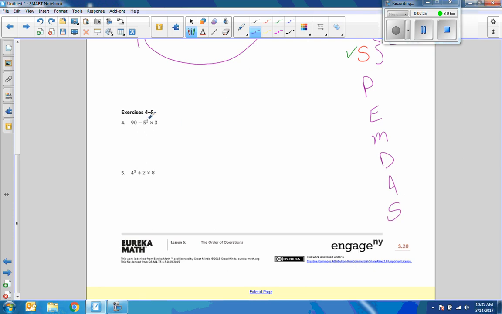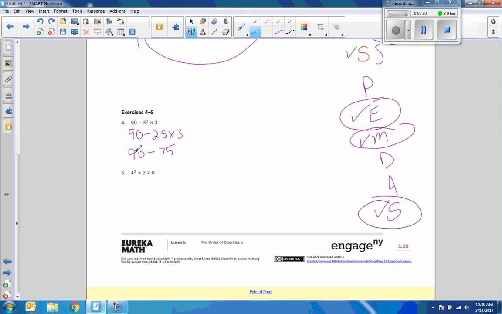I'm going to write this again. I don't have any parentheses. I have an exponent. I have subtraction. I have multiplication. I'm going to do the exponent first. 5 squared is 25, so 90 minus 25 times 3. Then I'm going to do the multiplication. 25 times 3 is 75. And now I'm going to do the subtraction. 90 minus 75 is 15.